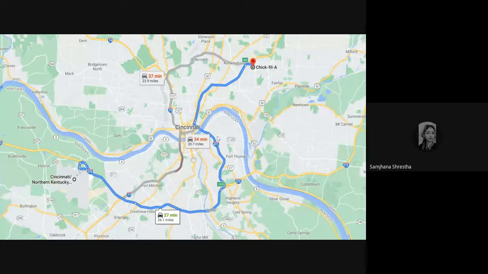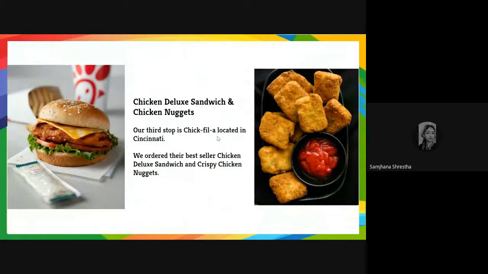Next slide, please. After reaching the restaurant, after a few minutes of discussion, we decided to order the chicken deluxe sandwich and the chicken nuggets. When we received our order on the table, the chicken deluxe sandwich looked like a burger. So we asked the waiter about it, and he described it as a special snack from the restaurant, which looked like a burger, but actually it was a chicken deluxe sandwich. It was so delicious. When we finished our snacks and settled our bill, we left, thanking them for such delicious snacks.